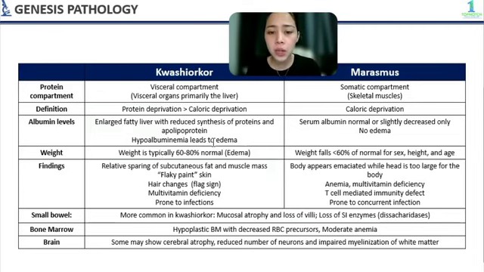Yung weight ng mga batang may kwashiorkor is typically 60 to 80% of normal dahil namamaga siya ng edema. Also, dahil may relative sparing of subcutaneous fat and muscle mass. So, yung nangyayari, nagiging enlarged and fatty yung liver kasi hindi napapalabas yung lipids in the form of apolipoproteins. Okay? Sa marasmus naman, this occurs if the child's diet is severely lacking in calories.